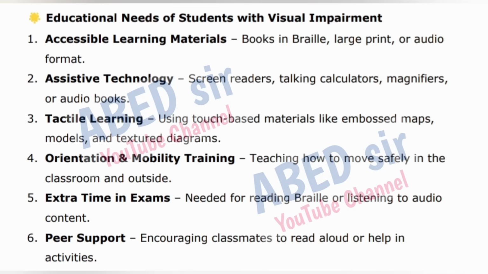Educational needs of students with visual impairment. 1. Accessible learning materials, books in braille, large print, or audio format. 2. Assistive technology, screen readers, talking calculators, magnifiers, or audio books. 3. Tactile learning, using touch-based materials like embossed maps, models, and textured diagrams.